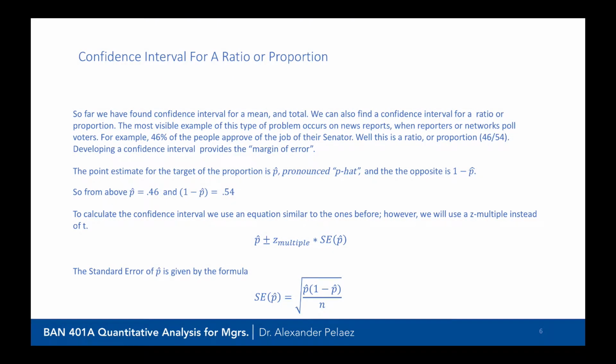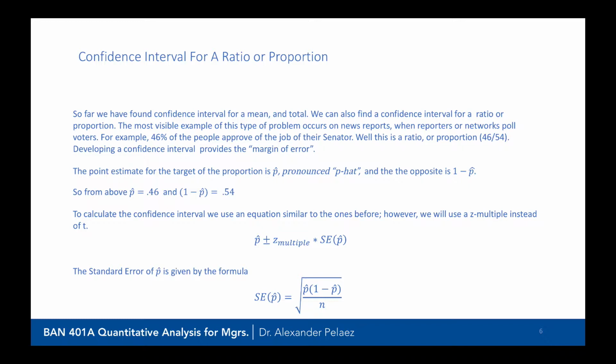Now let's assume we want to check for a ratio or proportion. Now when would we do this? Well, we know that in news networks we always hear the 46% job approval of their senator or the president, or 56% approval. Well, this represents a ratio or proportion.